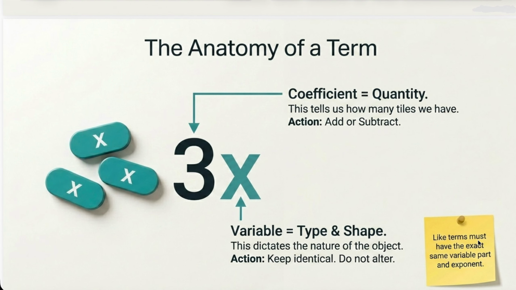Every term has its part. In 3x, the 3 is the coefficient, which tells us how many x's we have. The x is the variable part, and that part has to stay the same if we want to combine like terms. So when we combine those like terms, we usually add or subtract the coefficients, aka the number 3. But we keep the variable part unchanged.